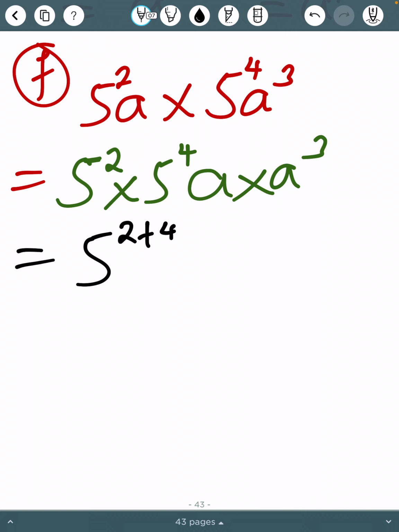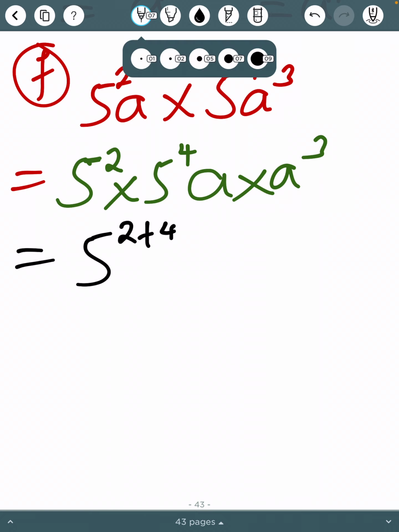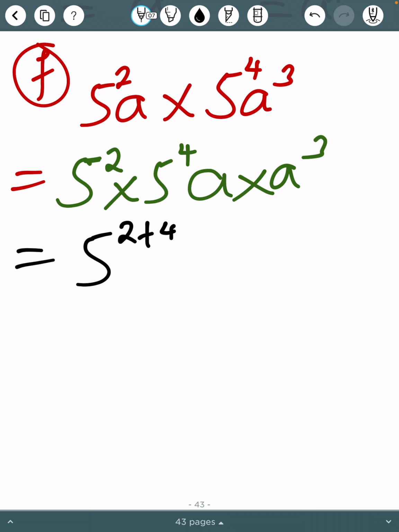A is the same thing as a raised to power 1. So I have a raised to power 1 times a raised to power 3.